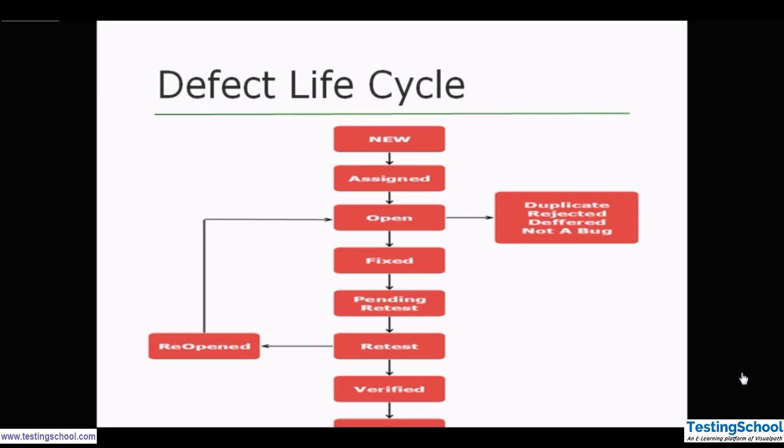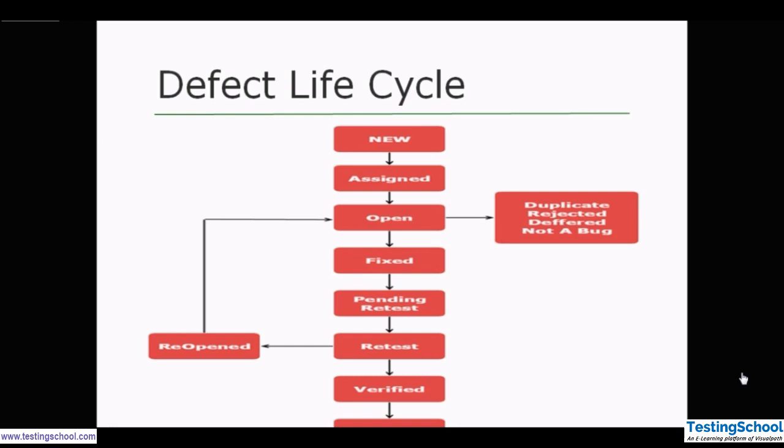So a defect starts with New, then it is assigned to some team member, then it moves to the Assigned status. So when we submit a new defect as a tester, it is in the New status. After that, once it is assigned to a particular developer, it is in the Assigned status. After that, once that developer starts working on that particular defect, he opens that defect. After that, he fixes that defect, then it moves to the Fixed status.